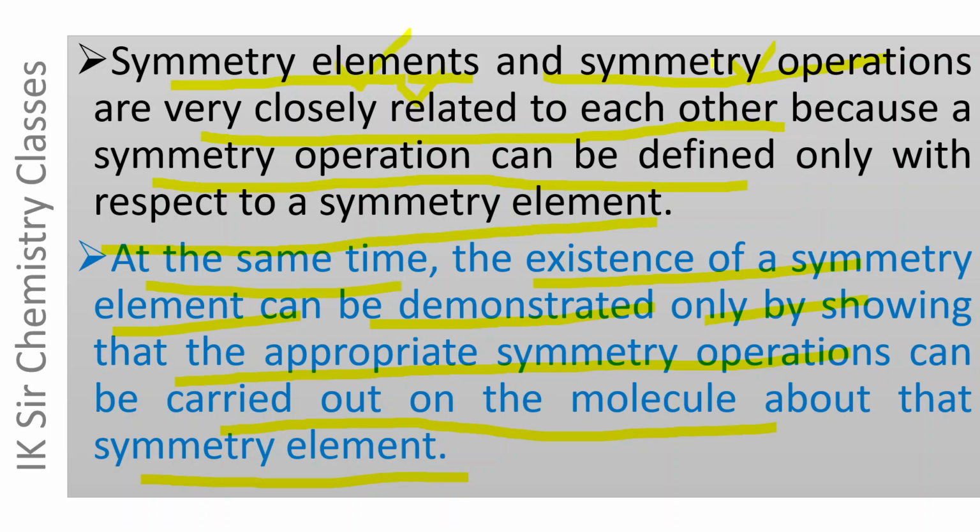Symmetry elements and symmetry operations are two important terms used in this chapter, and these are very closely related to each other. A symmetry operation can be defined only with respect to a symmetry element. At the same time, the existence of a symmetry element in a molecule can be demonstrated by showing that appropriate symmetry operations can be carried out on the molecule about that symmetry element.